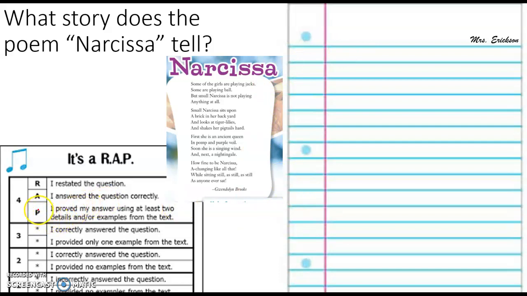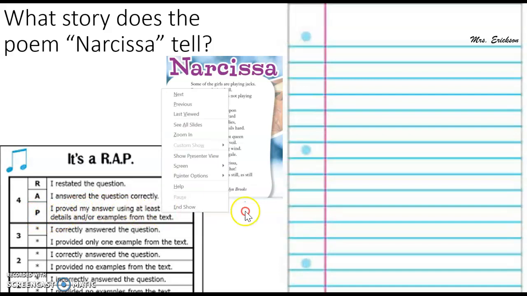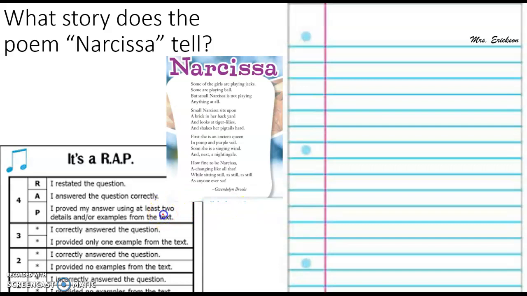And three, you want to prove your answer using at least two details or examples from the text. That's your text evidence. So we're going to make sure we restate, answer, and prove. And that's how you get a 4 out of 4. So my question is, what story does the poem Narcissa tell? I have this poem Narcissa. Let's read it and then we'll talk about the story it tells.